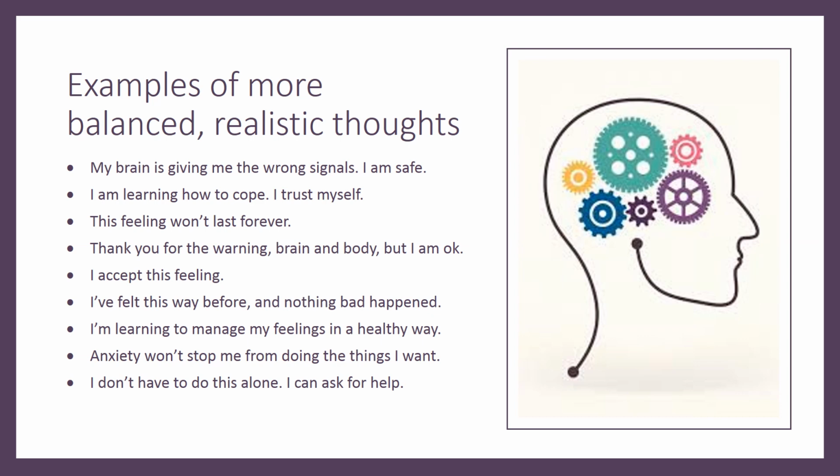Here are some things you can tell yourself when you are feeling anxious. These represent more balanced and realistic thoughts to replace anxiety-fueling thoughts. My brain is giving me the wrong signals. I am safe. I'm learning how to cope. I trust myself. This feeling won't last forever. Thank you for the warning, brain and body, but I'm okay. I accept this feeling. I've felt this way before and nothing bad has happened. I'm learning to manage my feelings in a healthy way.